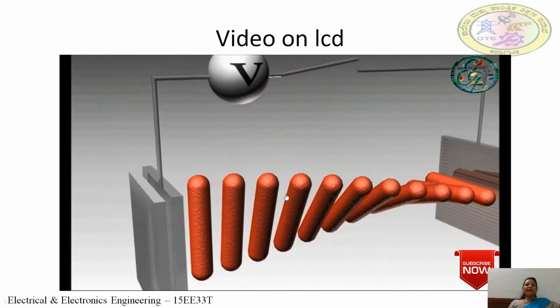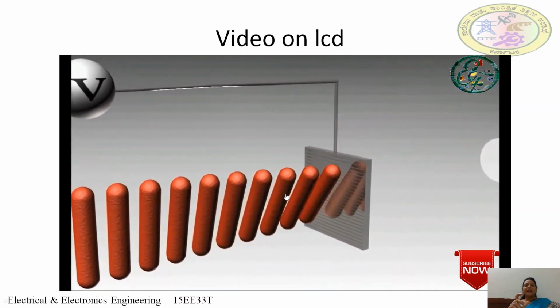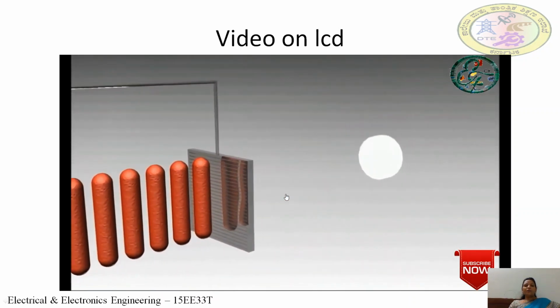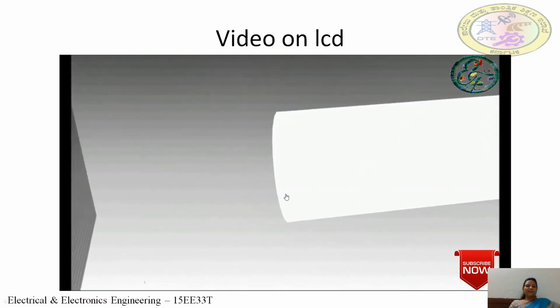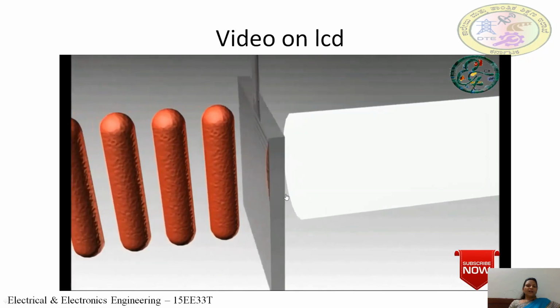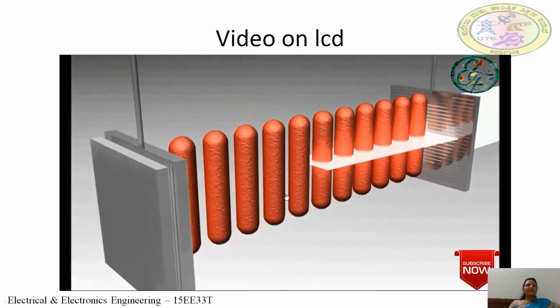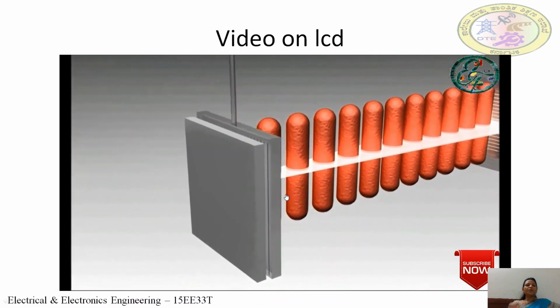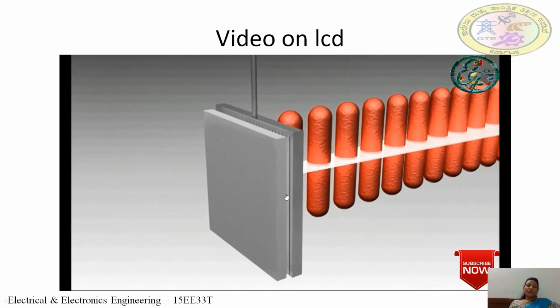Now when you apply electric potential, the molecular structure becomes untwisted. Now let us see what happens when you introduce a backlight. So now you are providing a source of light. It passes through the liquid crystal as it is without being twisted and hence you will get a darker display. You don't get any image at all.